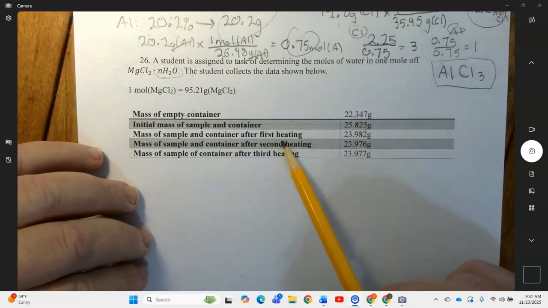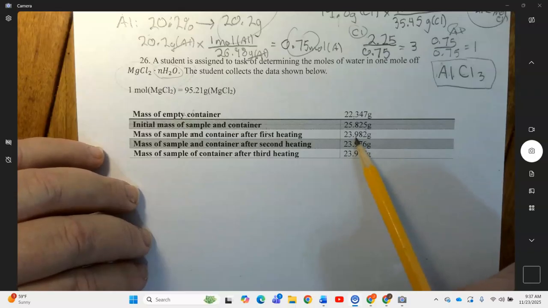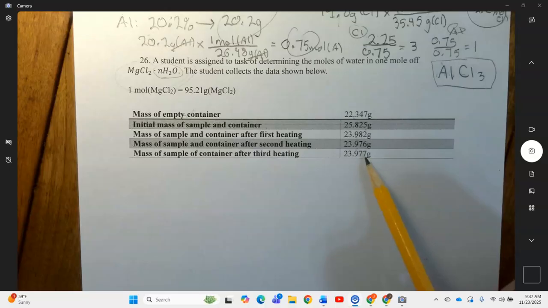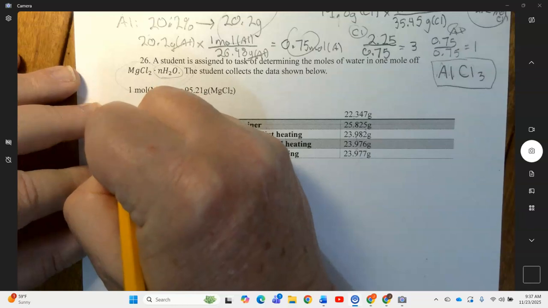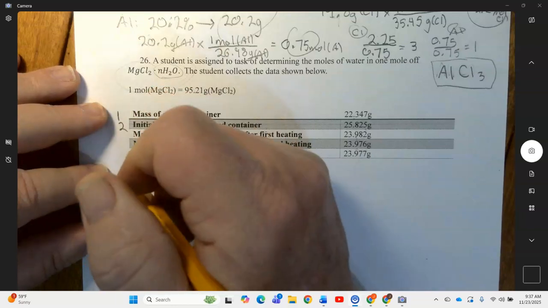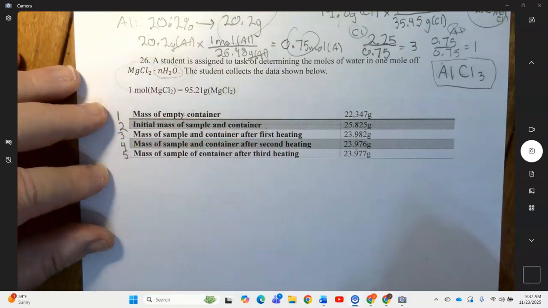And then next they do a first heating, and some of the water has evaporated off. MgCl2 does not evaporate. It stays in the container. Then they do a second heating, and some more of the water has evaporated off because this number is less than this one. And then they do the third heating, and you see that these last two numbers are essentially the same. 1/1000th off, that's effectively the same. So that's how they know all of the water has been evaporated, okay? So let's go ahead and number these lines. Here's 1. This one is 2, 3, 4, and 5, so we can reference them, okay?